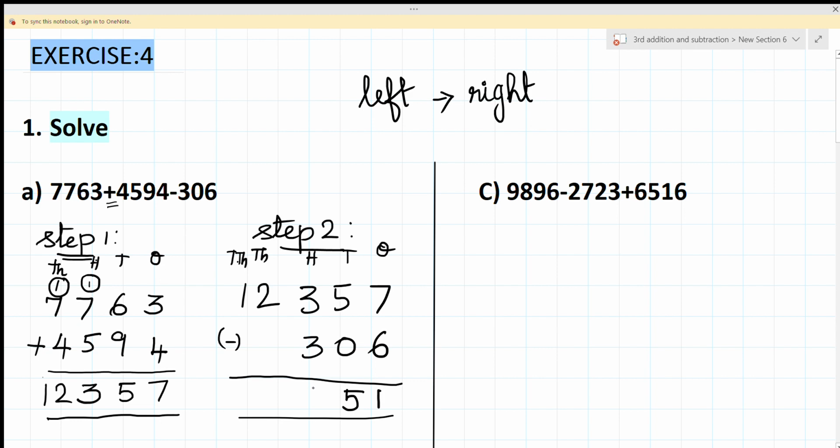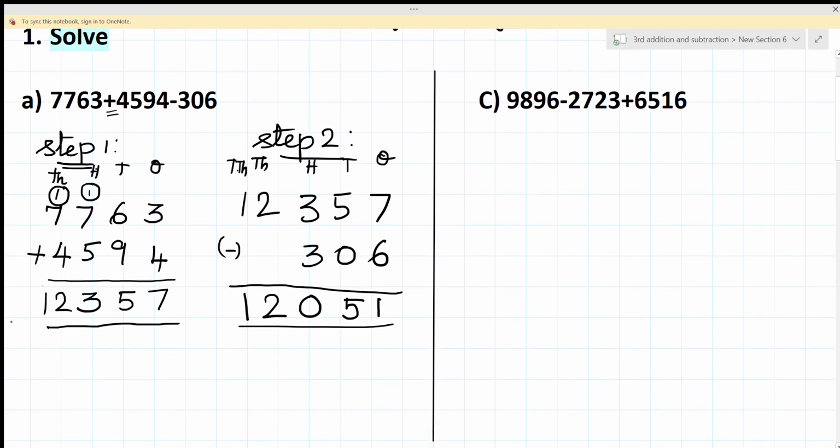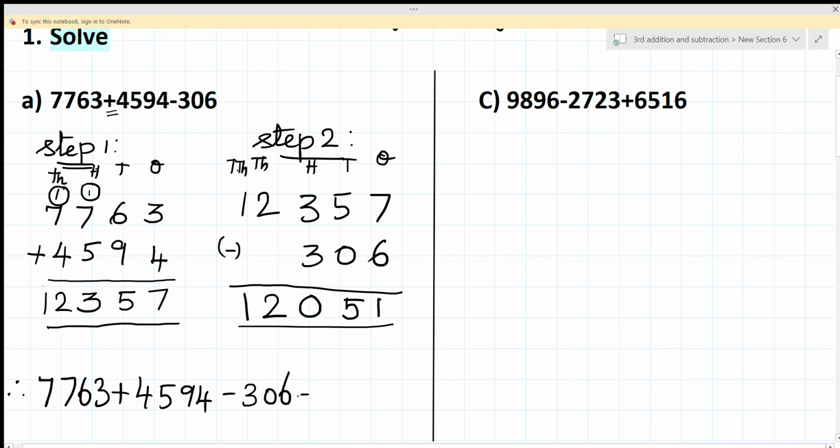3 minus 3, 0. And here we have only one number, so we can write directly 2 and 1. So if you subtract the numbers, you will get 12,051. Therefore, 7,763 plus 4,594 minus 306 equals 12,051.